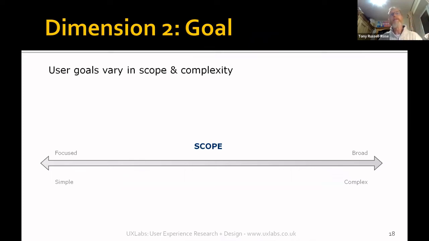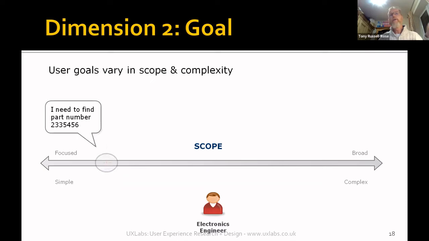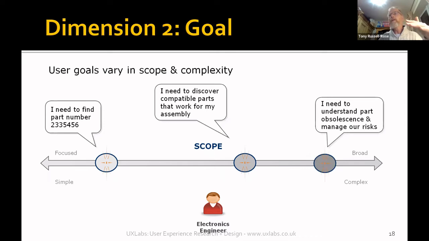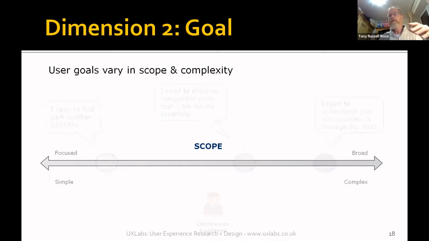So moving on to that second dimension, what are they trying to do? You now know who they are. Let's call it electronics engineer. What are they trying to do? So they might be doing something that's very focused and simple, a fact-finding known item search, or they might be doing something a little bit more complex, like a constraint satisfaction problem. Or they might have something that's very, very high level, much more abstract and much more broad and complex.